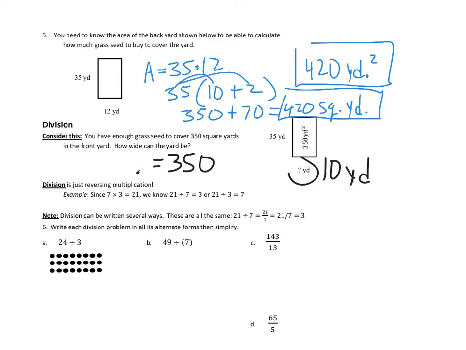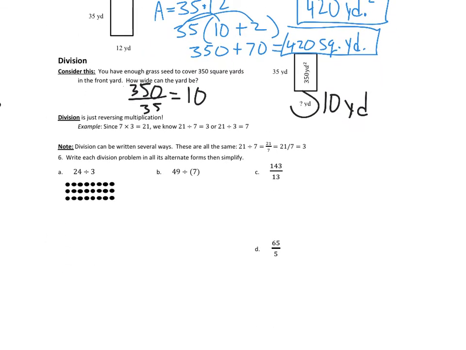Or we can use division, right? Division just says take 350 and divide it by 35. What number times 35 makes 350? It's 10. Since 7 times 3 is 21, 21 divided by 7 is 3, we said. Or 21 divided by 3 is 7.